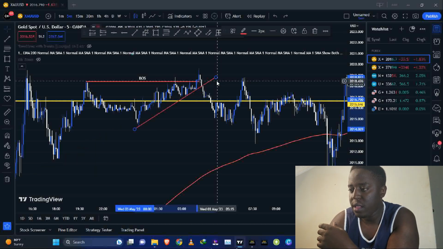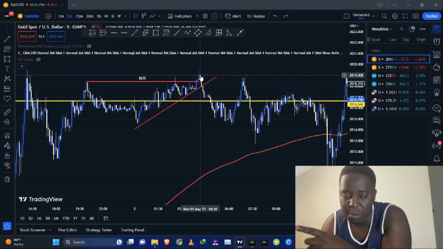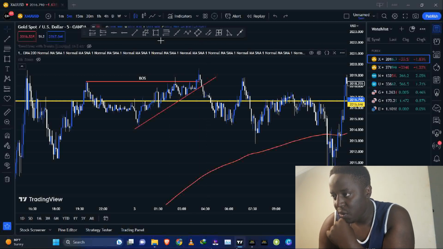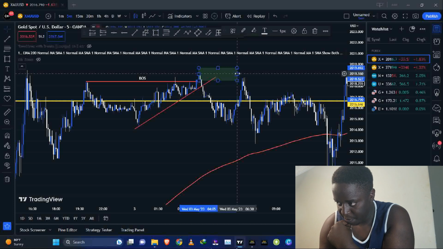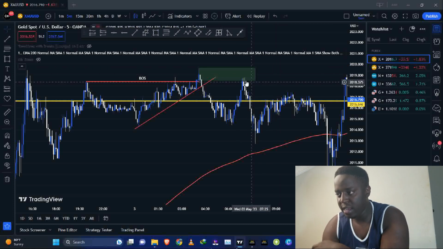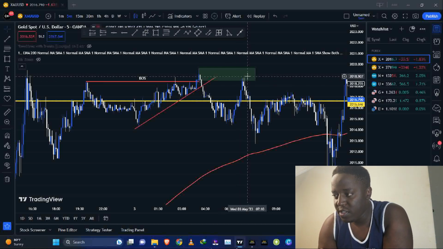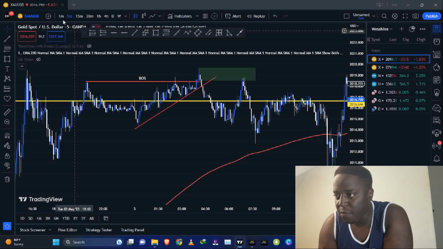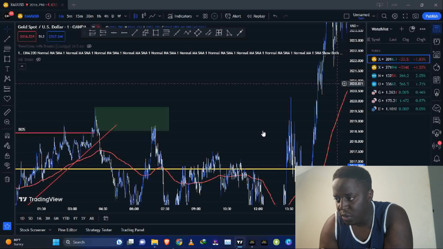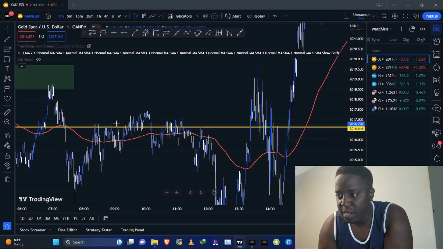So when I saw this, there was a breakout structure. So I realized there was a supply zone here. So I plotted my supply zone here, and then I waited for price to come back and touch this point here. And when price touched this point, I entered my trade. I entered the trade from the 1 minute. So this is where it was. This is a 5 minute supply zone.